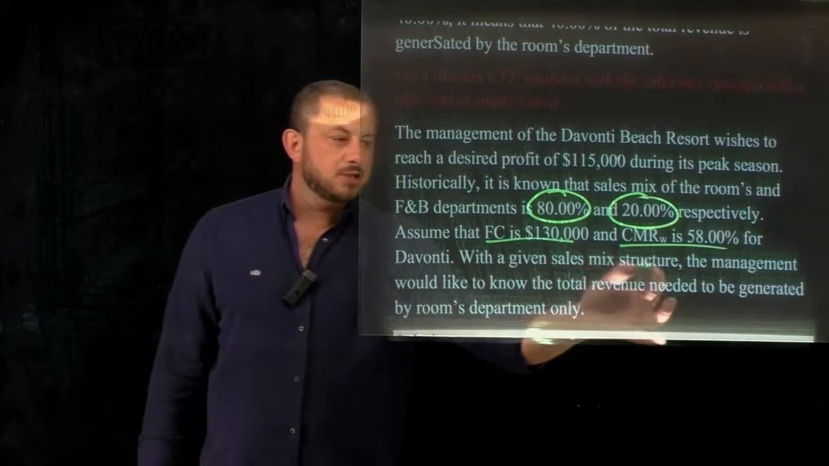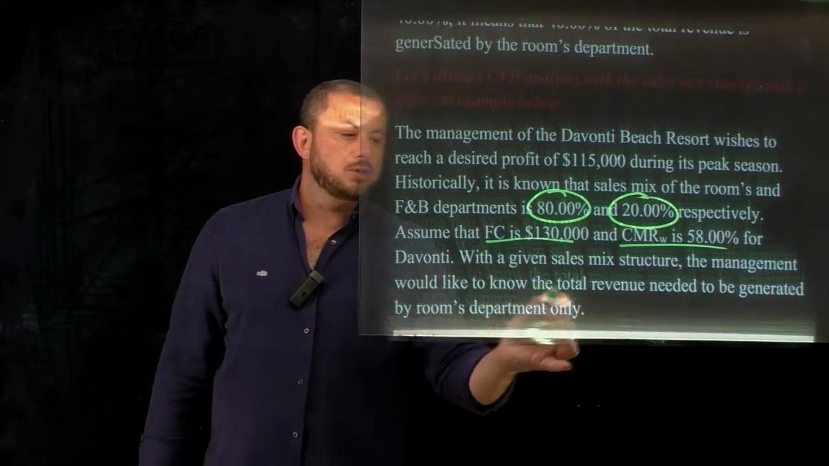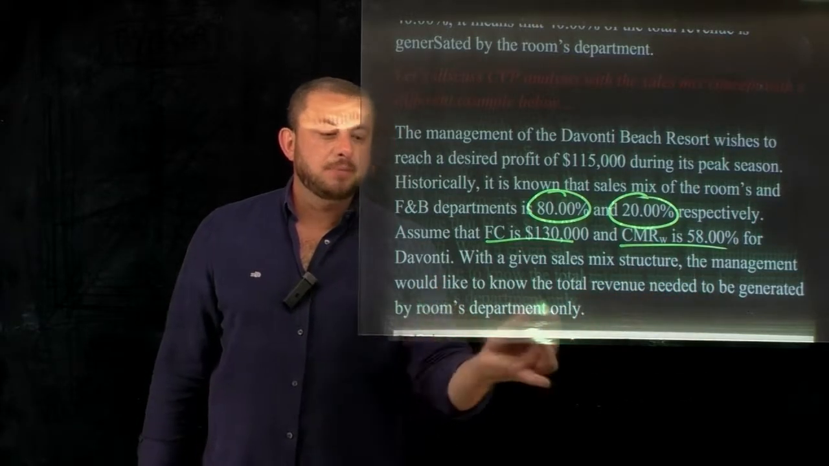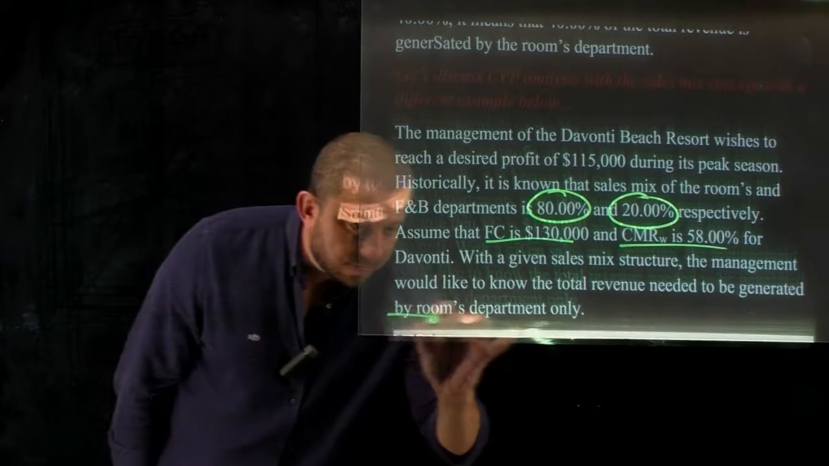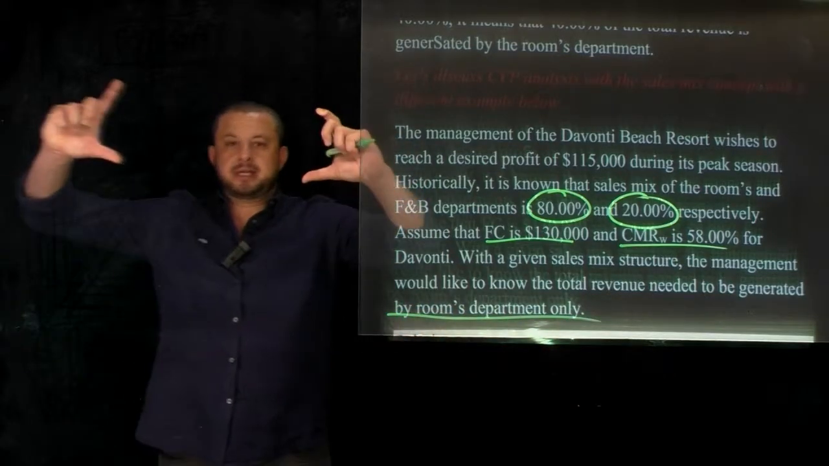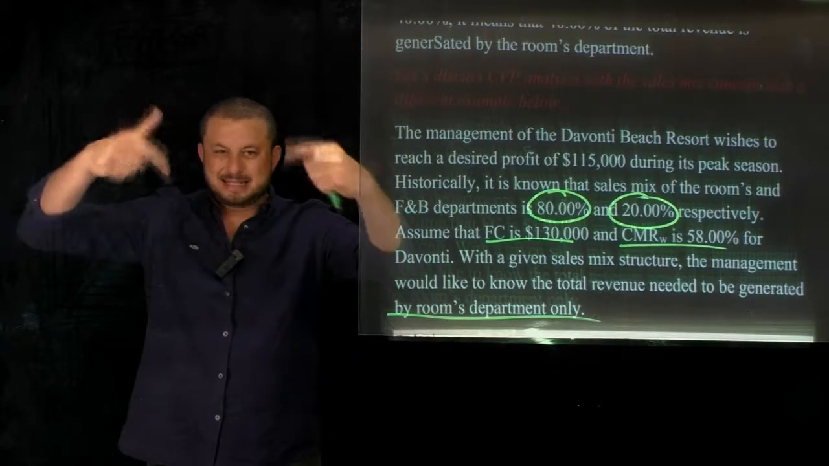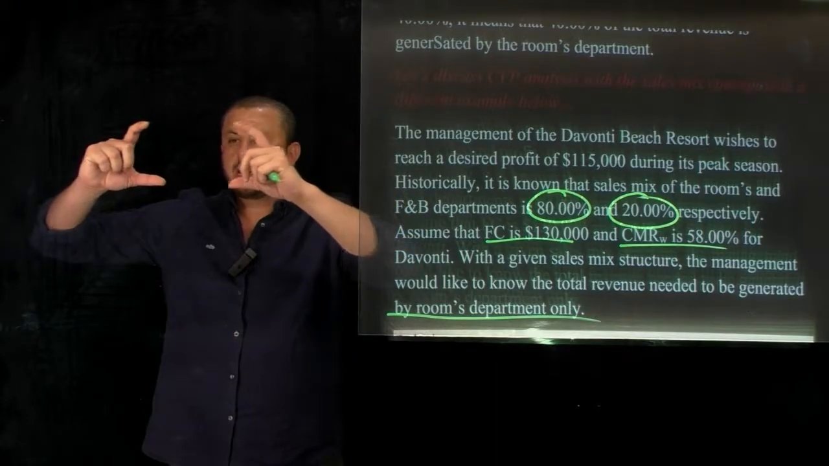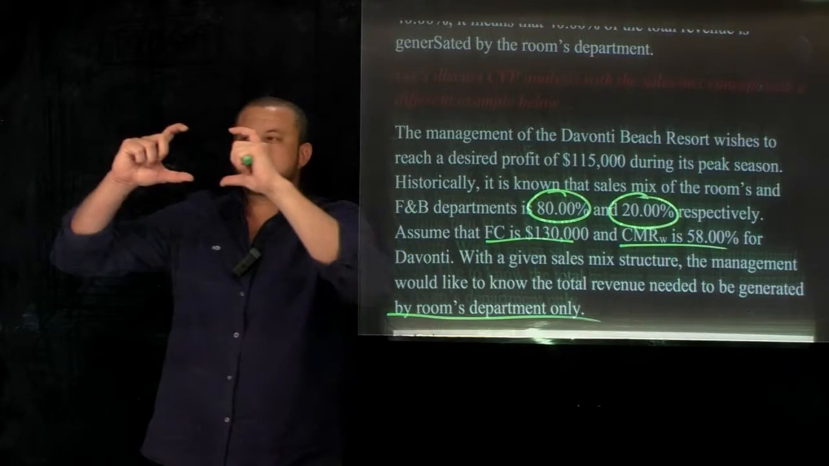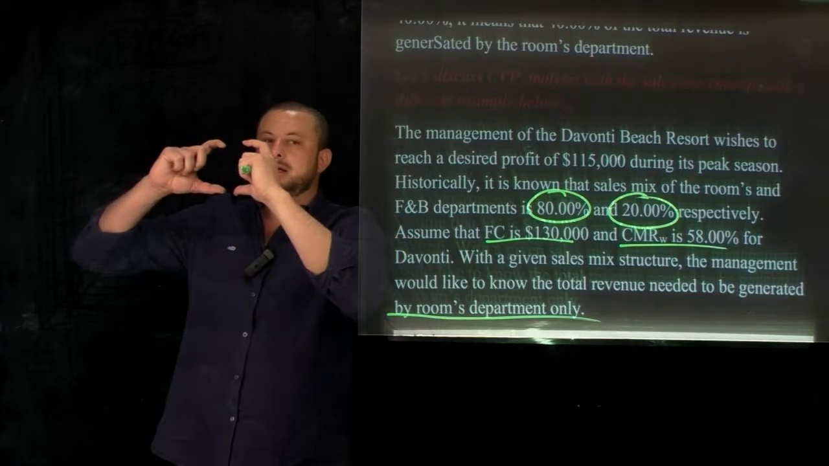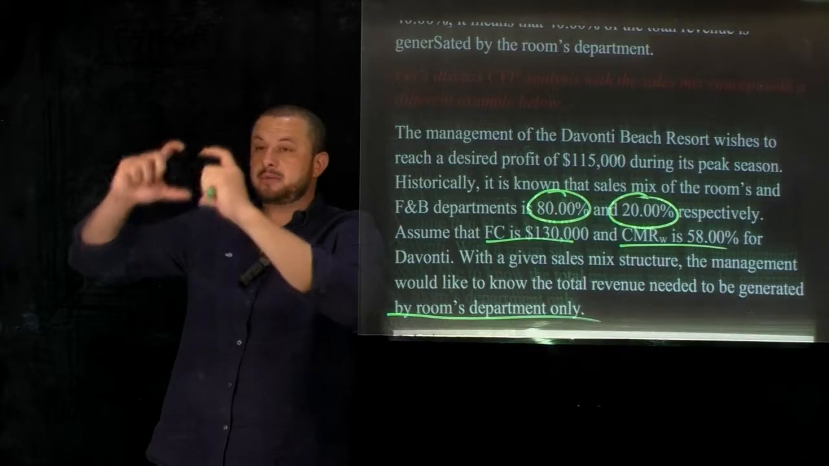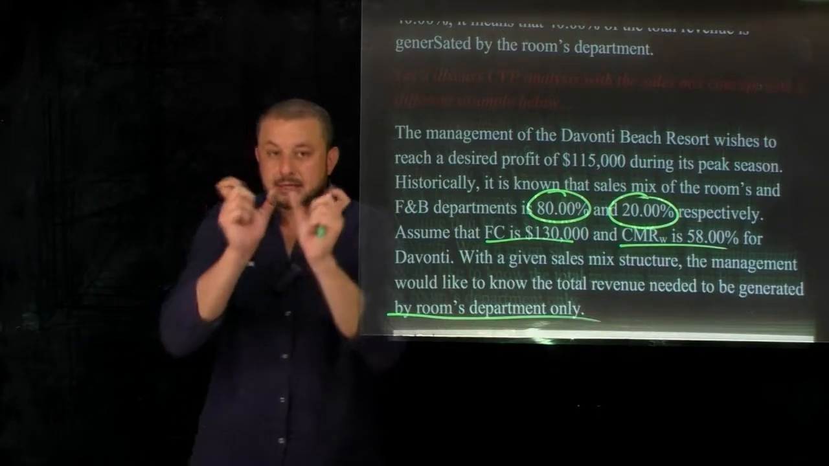With a given sales mix structure, the management would like to know the total revenue needed to be generated by the rooms department only. Look. So they have their entire structure, the entire operation. They have 2 departments only. Let's imagine that. Okay, it's an assumption. There are rooms and F&B, and they would like to know the TR that should be generated at the break-even by rooms department only, not a combined level.